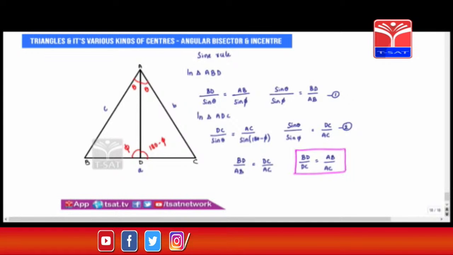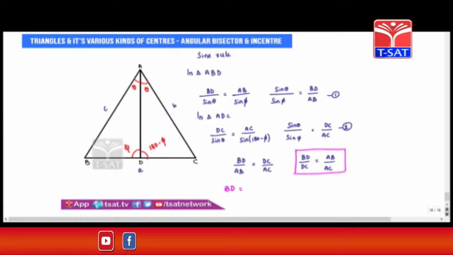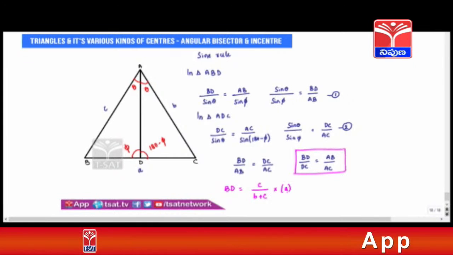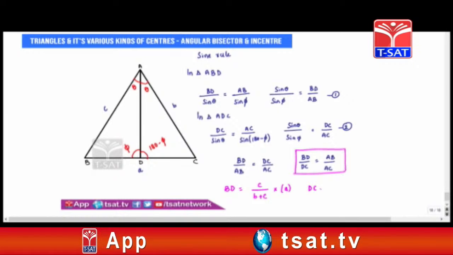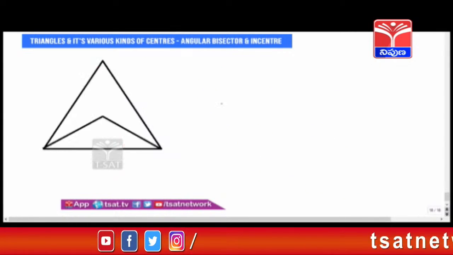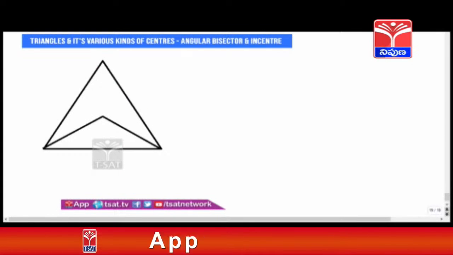So, if you want BD, it divides BC in the ratio of C is to B. I would say C out of B plus C into side A. If you want DC, it is B out of B plus C into that side A. Now, here in this triangle, I am taking two internal angular bisectors.